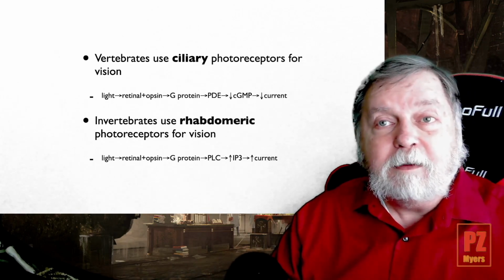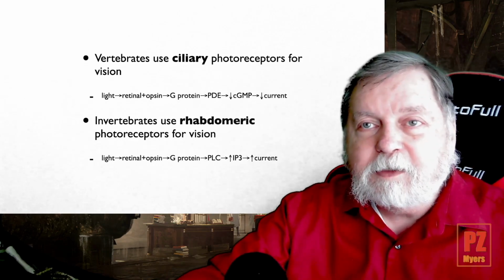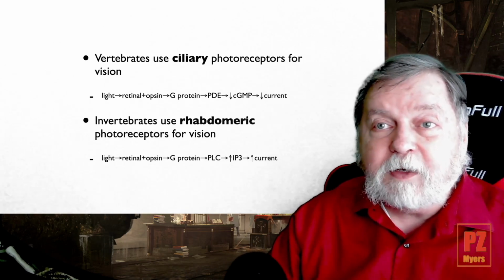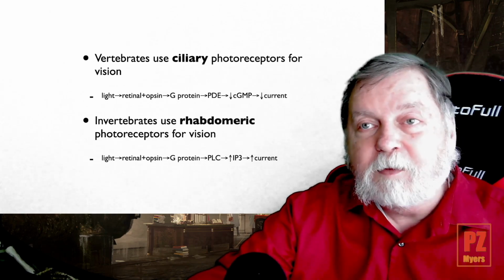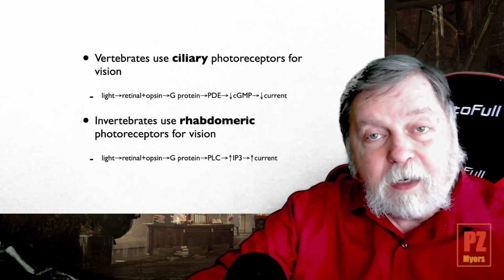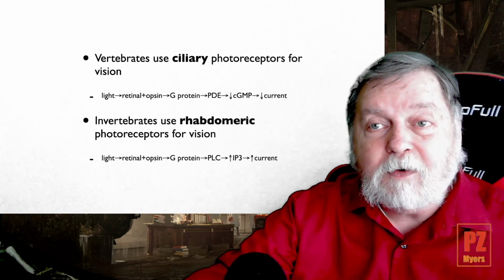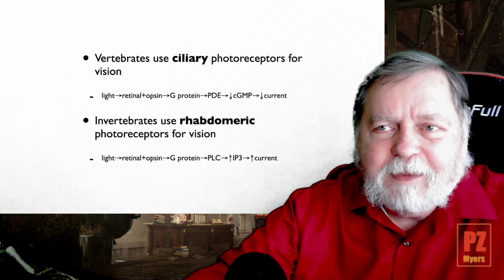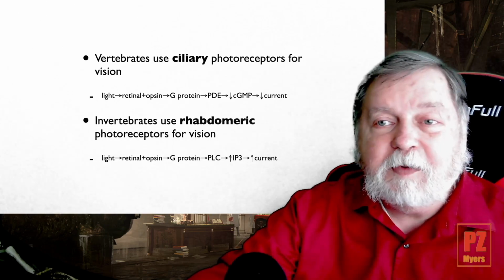Okay, little detail here. So vertebrates use ciliary photoreceptors for vision. There's the pathway that works over. And invertebrates use rhabdomeric photoreceptors for vision. And there's that slightly different pattern here, where in vertebrates we're going to activate phosphodiesterase and reduce current. In insects, we're going to use phospholipase C, and we're going to increase current across the membrane. Makes perfect sense. It's arbitrary which way you go. We picked one path, invertebrates picked another one.